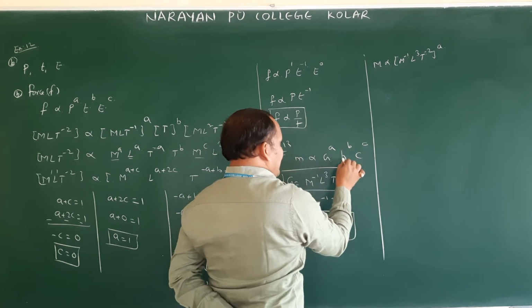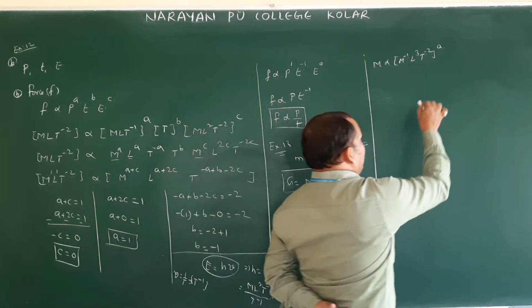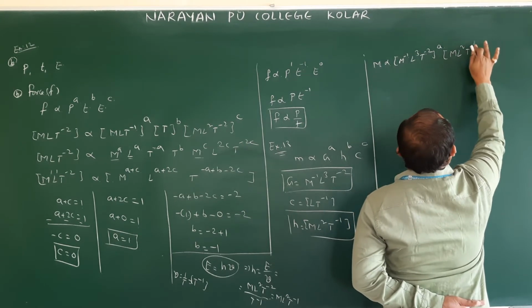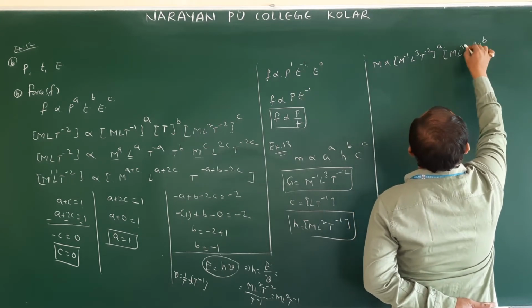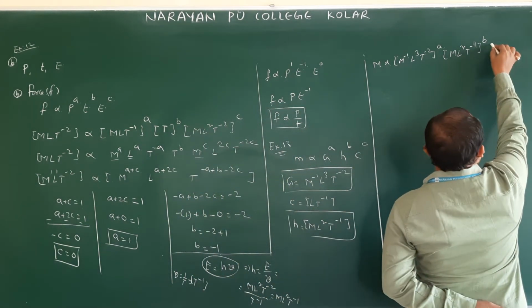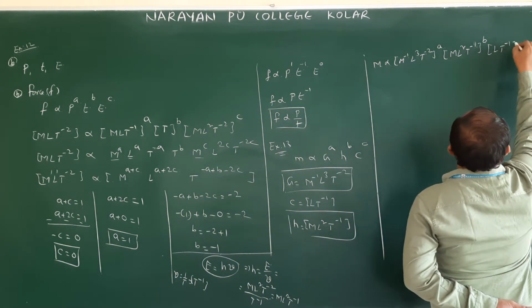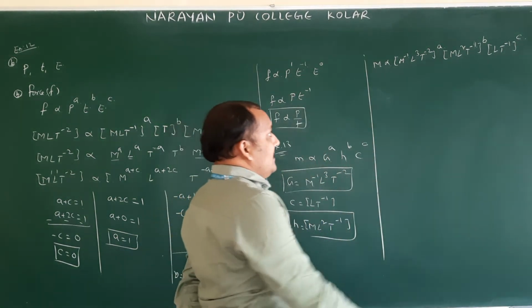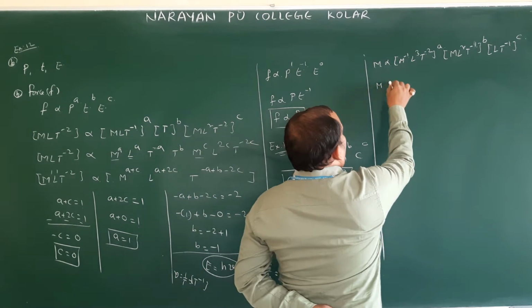Here, next, h dimension formula: M L square T power minus 1, whole power B. C, velocity of light, velocity dimension: L T power minus 1, whole power C. Expand. So, all same methods.